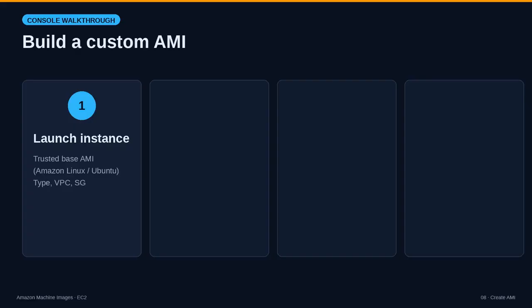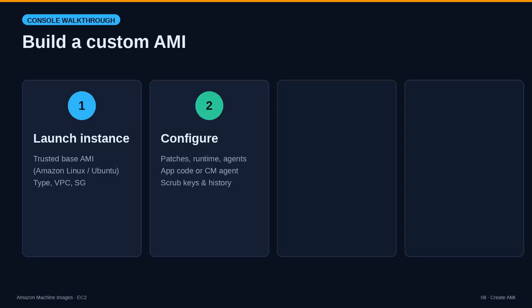Step 1. Launch an instance from a trusted base AMI, typically an Amazon-provided Amazon Linux or Ubuntu image. Pick the instance type, network, and a security group that lets you administer it. Step 2. Connect and configure. Apply OS patches, install your runtime, ship application code or a configuration management agent, bake in monitoring and SSM agents, and remove leftover SSH keys or bash history you do not want cloned.